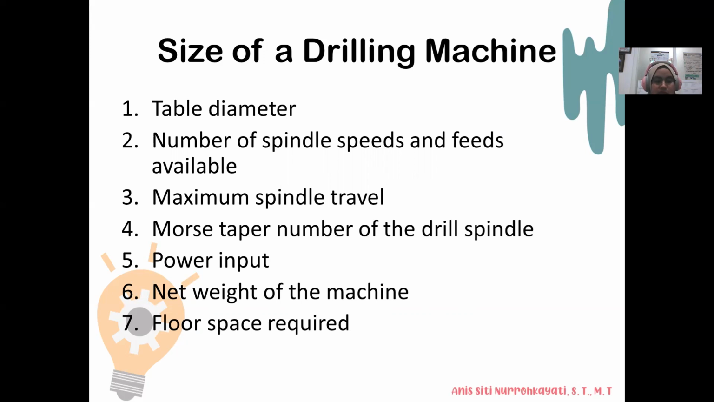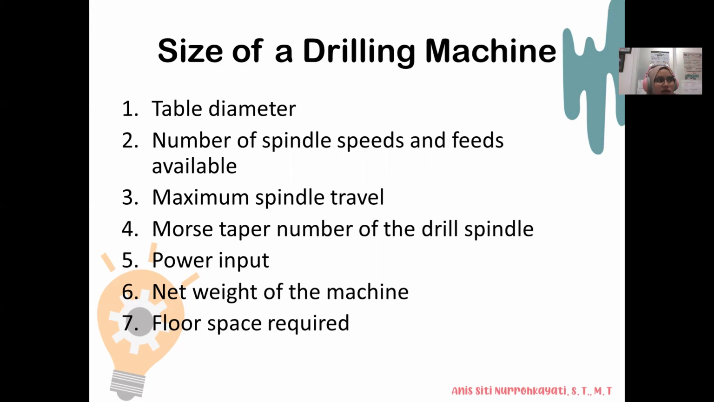To specify a drilling machine completely, the following other parameters may also be needed: table diameter, number of spindle speeds and feeds available, maximum spindle travel, morse taper number of the drill spindle, power input, net weight of the machine, and floor space required. So this is the size of a drilling machine.